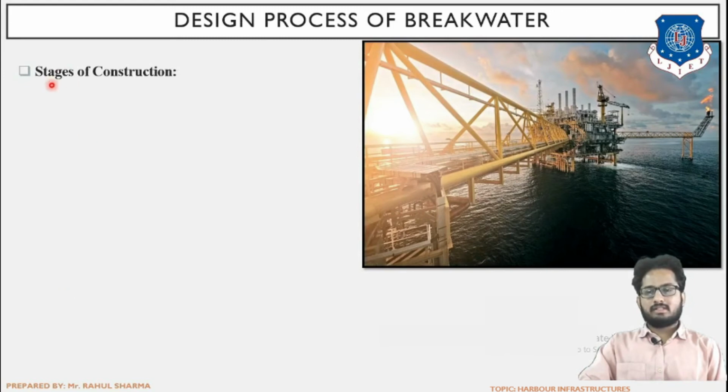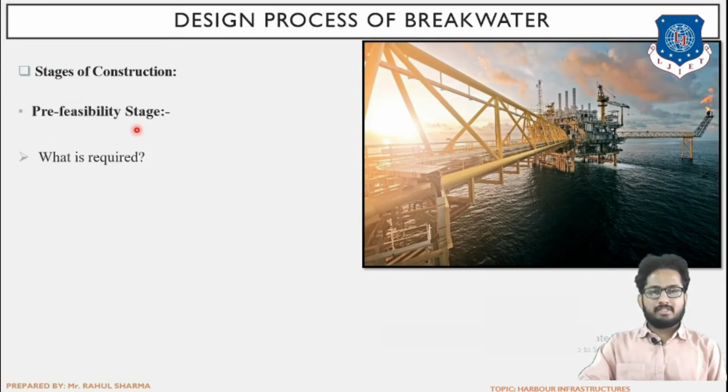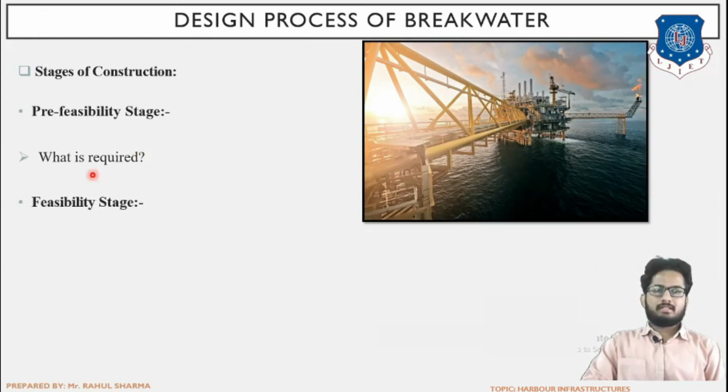Continuing with the design process, the various stages of construction of breakwater. So the next topic is the stages of construction. First is the pre-feasibility stage. What sort of activities are we going to carry out in this stage? At the pre-feasibility stage, first of all we are deciding what is required, depending upon the harbor, the situation, the wind, wave energy and currents, what sort of protection is needed at that specific harbor. So ultimately, what is required.